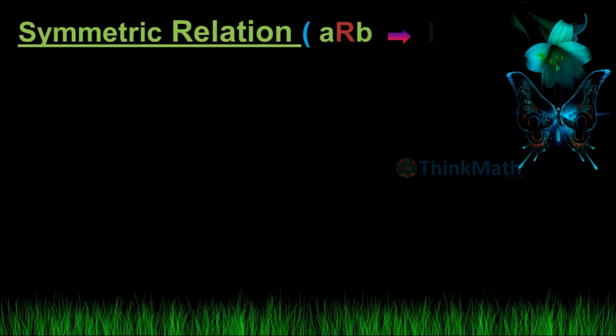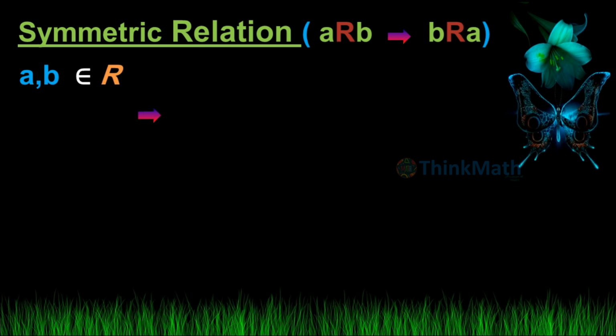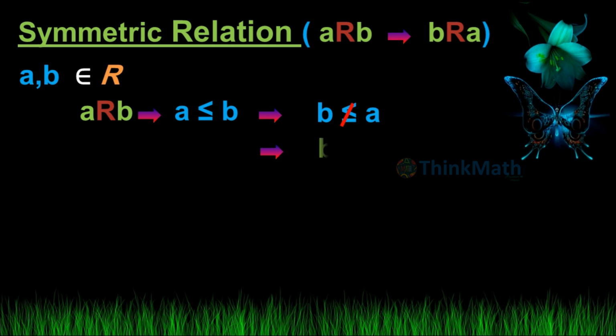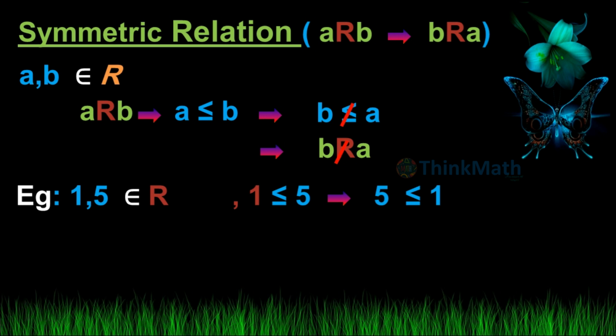Symmetric relation. A related to B implies B related to A, where a, b belong to the real numbers R. A related to B implies a is less than or equal to b. If you interchange b and a, b is not less than or equal to a. So R is not a symmetric relation. We need to write an example to show this. So B is not related to A. Look at an example: (1, 5) belongs to R. 1 is less than or equal to 5, but 5 is not less than or equal to 1. So this relation is not a symmetric relation.